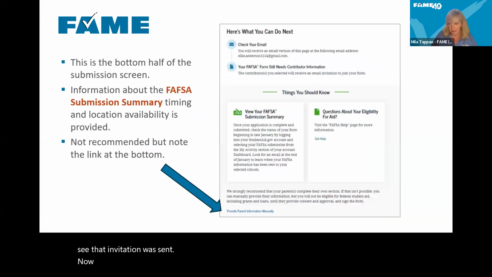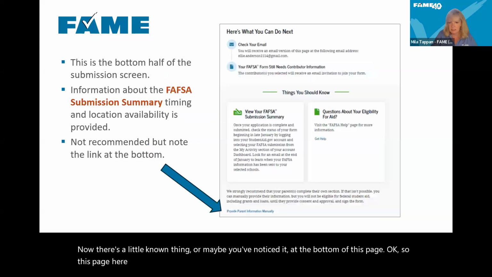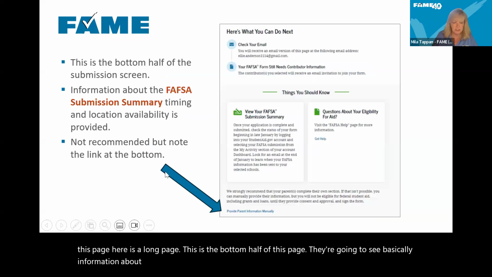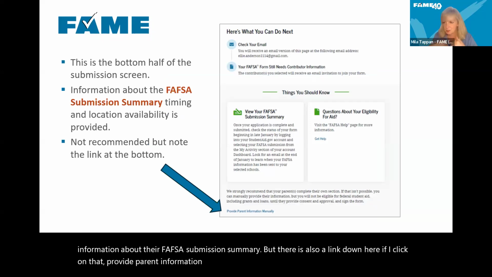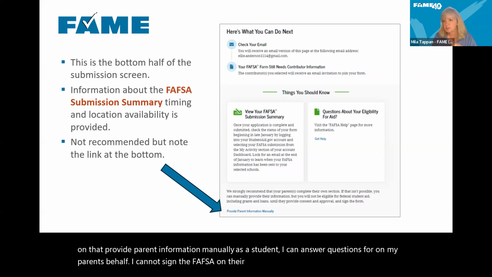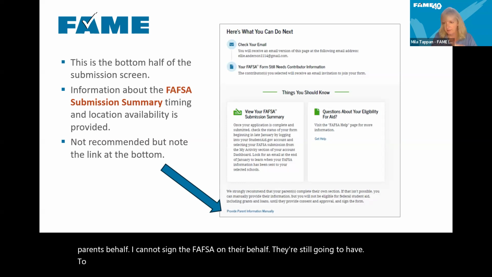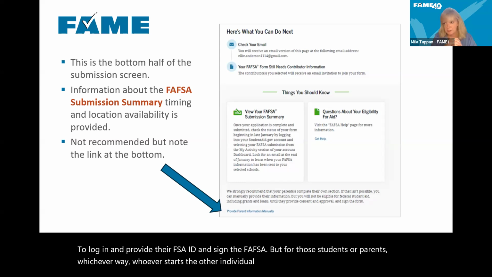Now, there's a little known thing, or maybe you've noticed it, at the bottom of this page. Okay, so this page here is a long page. This is the bottom half of this page. They're going to see basically information about their FAFSA submission summary, but there is also a link down here. If I click on that provide parent information manually, as a student, I can answer questions on my parent's behalf. I cannot sign the FAFSA on their behalf. They're still going to have to log in and provide their FSA ID and sign the FAFSA. But for those students or parents, whichever way, whoever starts, the other individual can answer questions for them.